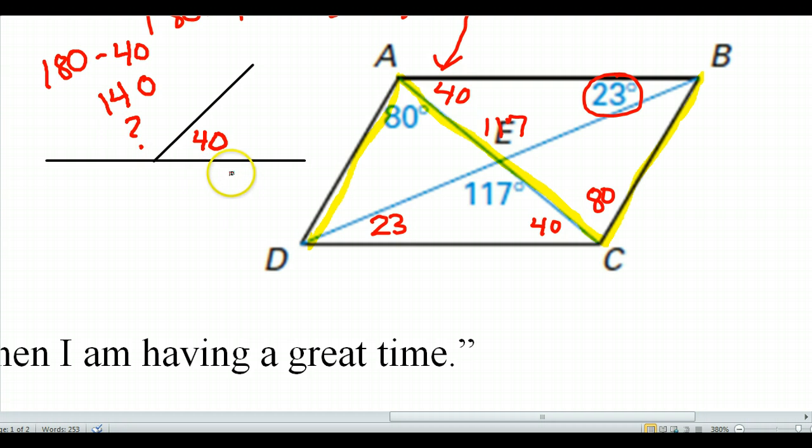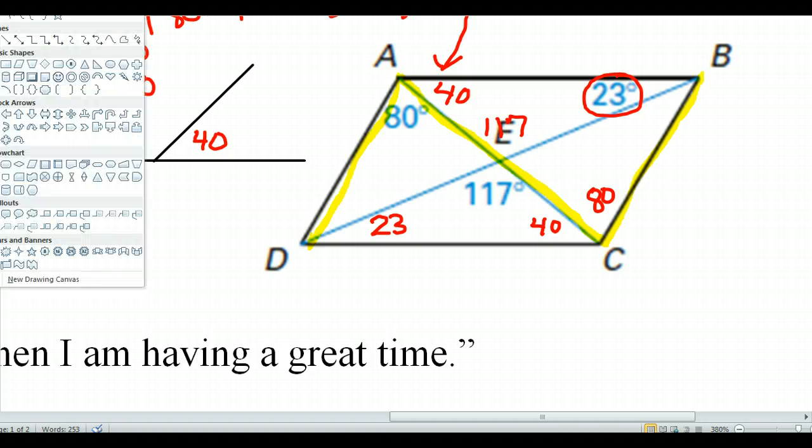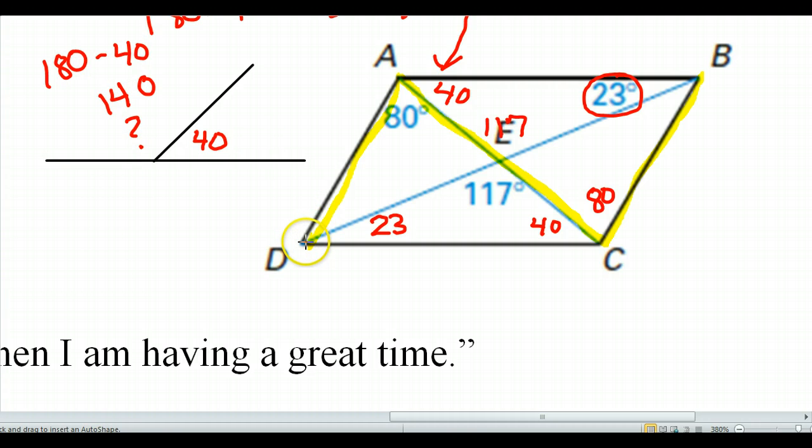Keep that in mind. That's another tool in our toolkit. If anything makes a straight line, those two angles should be supplementary. Now, what does that have to do with this problem? Let me see if I can show you. Here's my straight line that I'm looking at, DB.